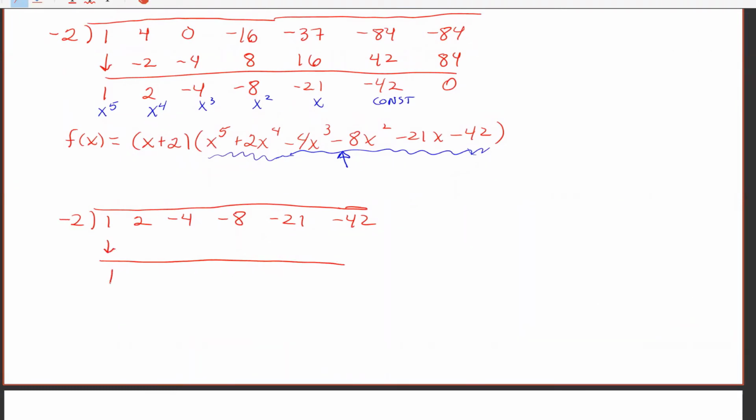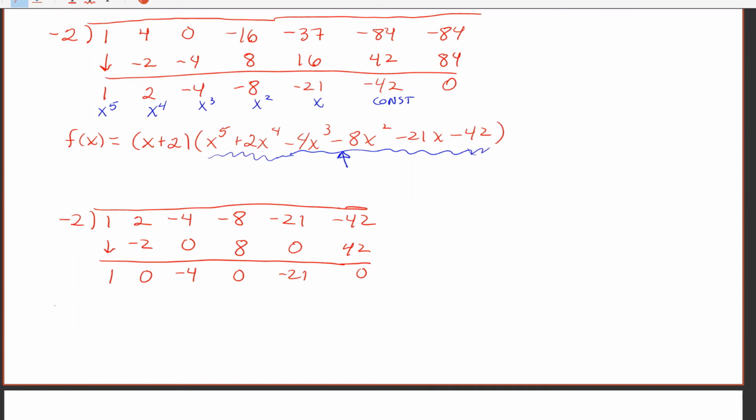Bring down the 1. Negative 2 times 1 is negative 2. 2 plus negative 2 is 0. 0 times negative 2 is 0. Negative 4 plus 0 is negative 4. Negative 2 times negative 4 is 8. Negative 8 plus 8 is 0. Negative 2 times 0 is 0. Negative 21 plus 0 is negative 21. Negative 2 times negative 21 is 42. Negative 42 plus 42 is 0, which is what I expected because I knew x plus 2 was buried as a factor in that expression underlined in blue.